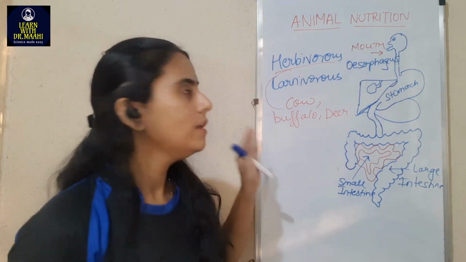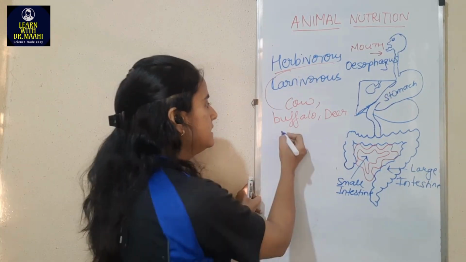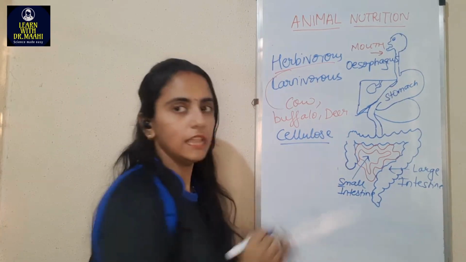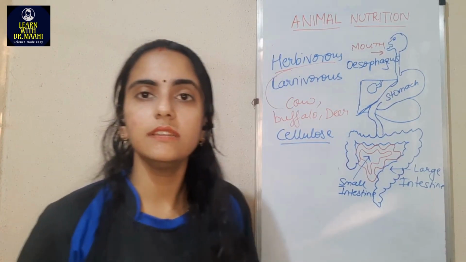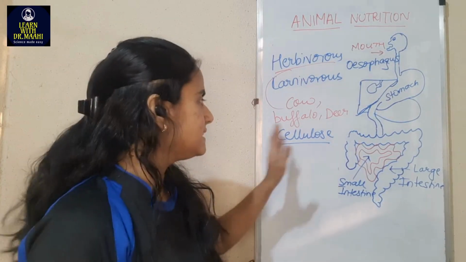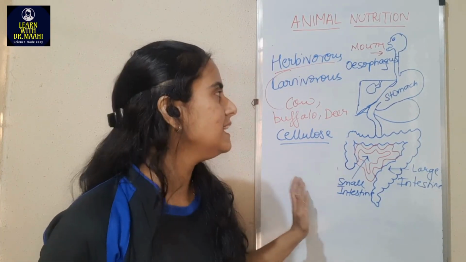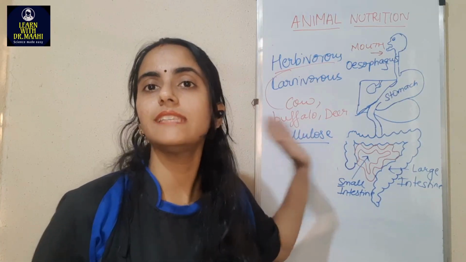Okay, now in grass there is a specific carbohydrate which is present, which is called cellulose. Now this cellulose cannot be digested by humans. This cellulose has a special feature where it is digested only in the body of these herbivorous animals.